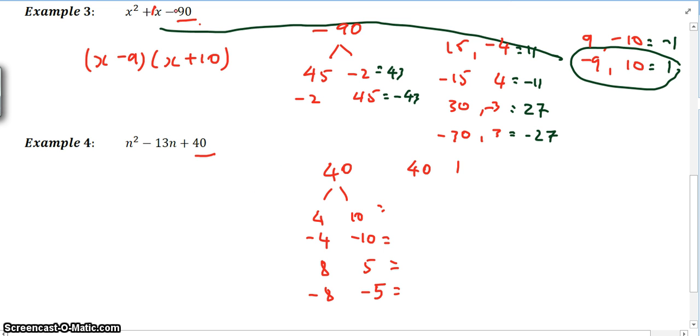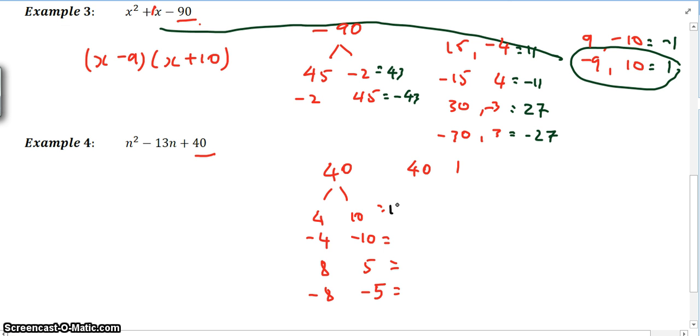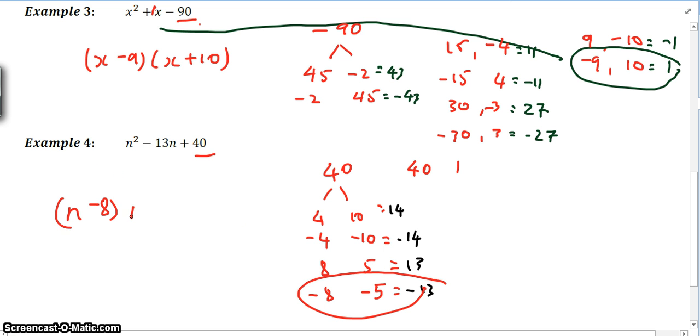So 4 plus 10, we get 14. This one's minus 14. This one is 13, and this one's minus 13. So the factors that we want are in fact this one right here. So this will be n minus 8, n minus 5.